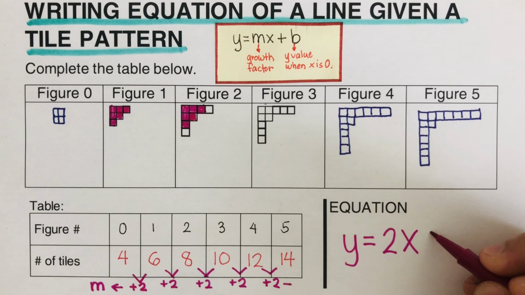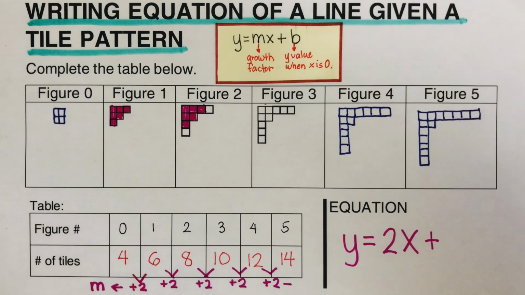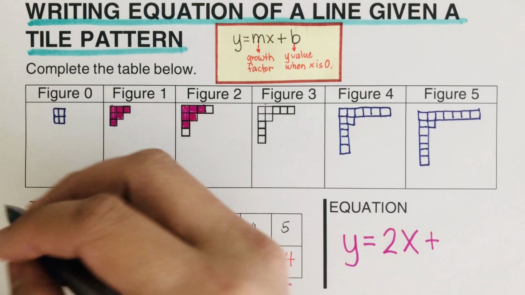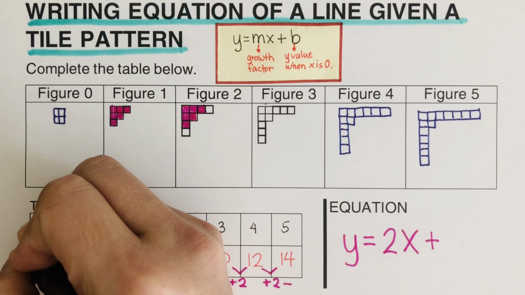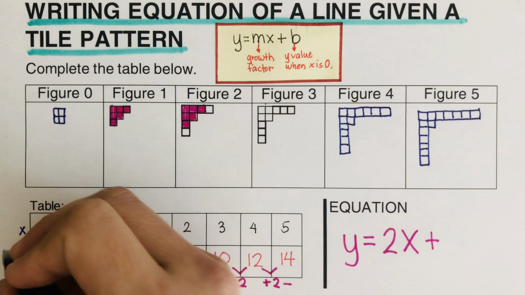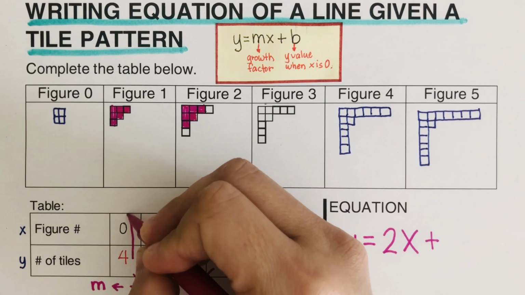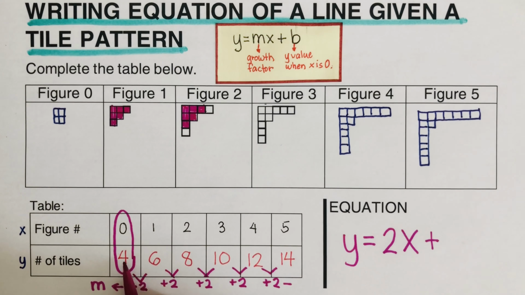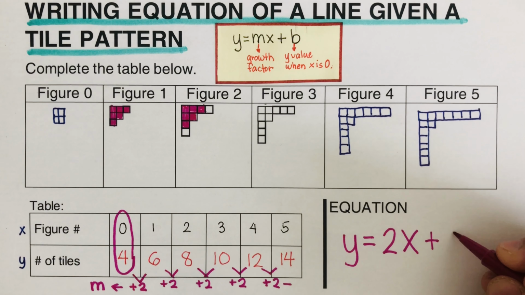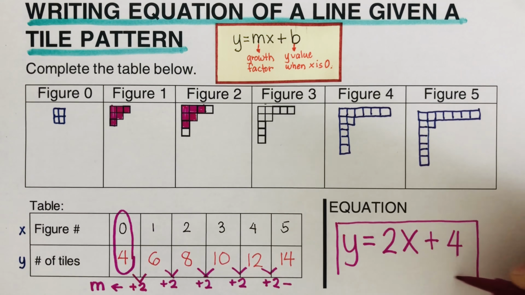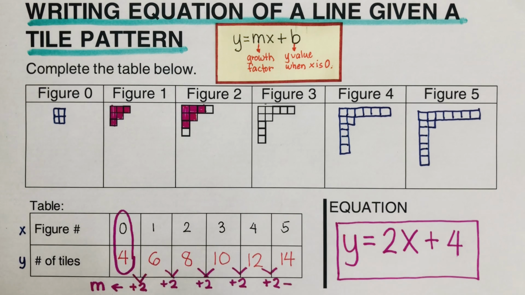And then plus the b that we have here, which is the value of y when x is 0. Please remember that the figure number is representing our x, and the tile number represents our y. So then we are going to look for that x, which is 0, and figure out what number it's pairing up with, and it's pairing up with 4. So then I go ahead and write 4. So the equation that would work for this is y equals 2x plus 4, where our y represents the number of tiles and the x represents the figure number.